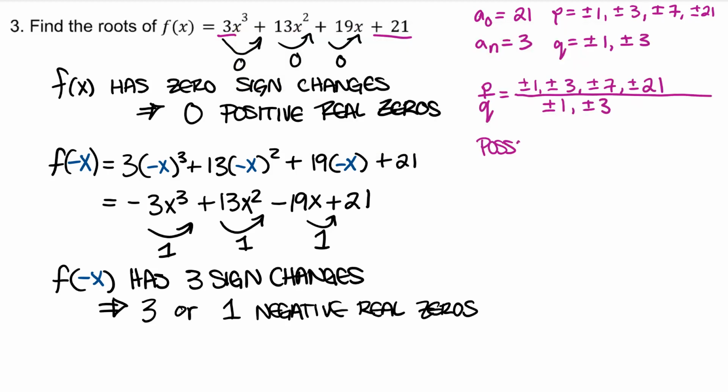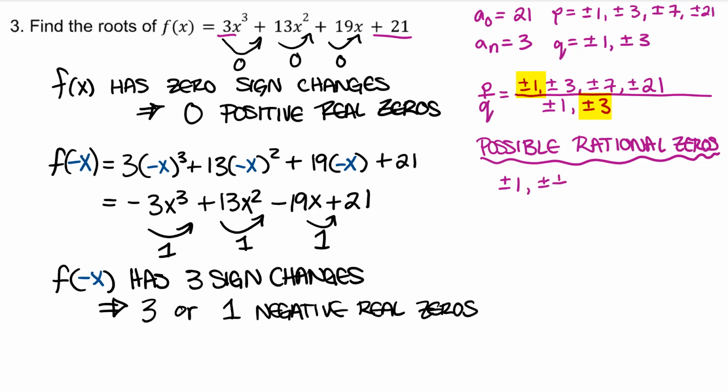Remember, our possible rational zeros include all combinations of the numerator and the denominator. Plus or minus 1 divided by plus or minus 1 is plus or minus 1, but then also plus or minus 1 divided by plus or minus 3. So plus or minus 1/3 is an option. Plus or minus 3, and then plus or minus 3 divided by plus or minus 3 is plus or minus 1, so we don't need to write that again. Plus or minus 7, then plus or minus 7/3.